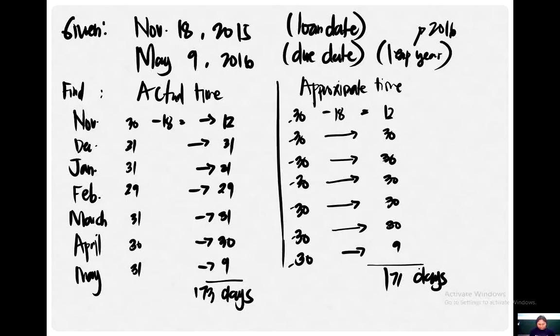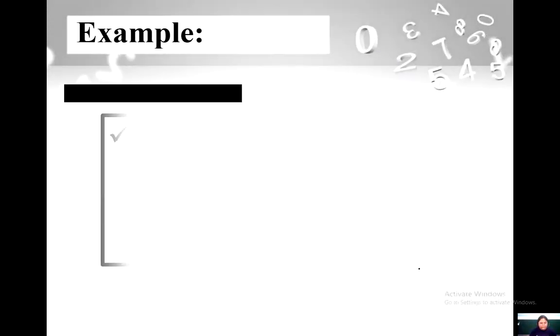Okay po. So let's check if our answer is correct. So we have 12 plus 30 plus 30 plus 30 plus 30 plus 9. So 171 days. Okay. So let's have example number 4.